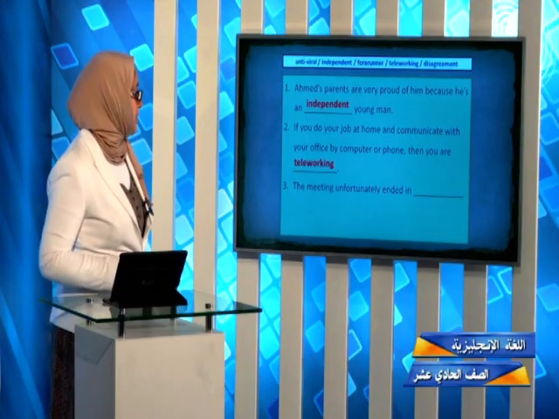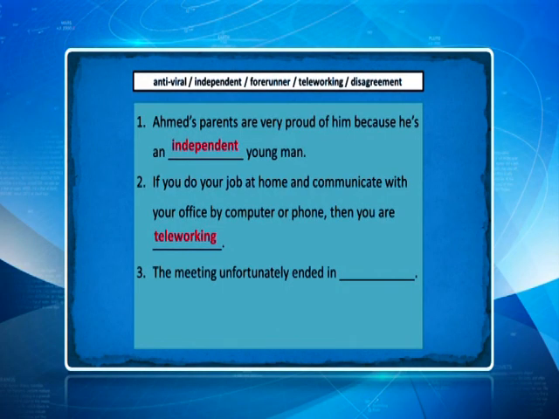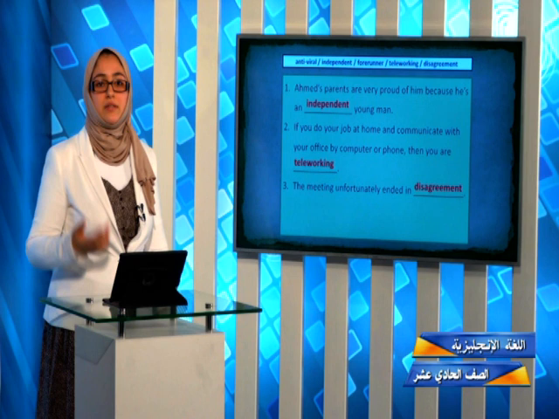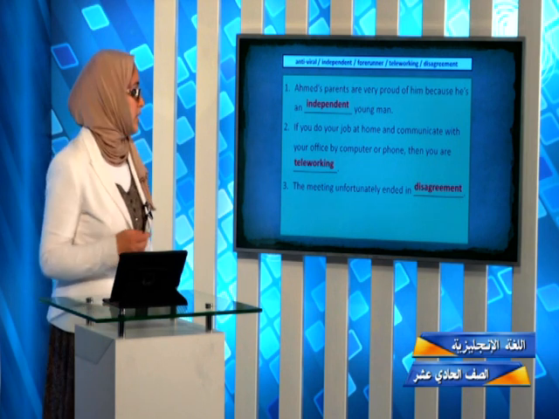Number 3, the meeting unfortunately ended in, what do you think? Look at the words at the top. It should be a consequence. So it ended, unfortunately, of course, we have a keyword here that gives us the answer. So unfortunately means that something bad happened. So based on that, the answer is disagreement. So the members of the meeting or the people sitting in the meeting didn't really agree with one another. There was a bit of a problem.